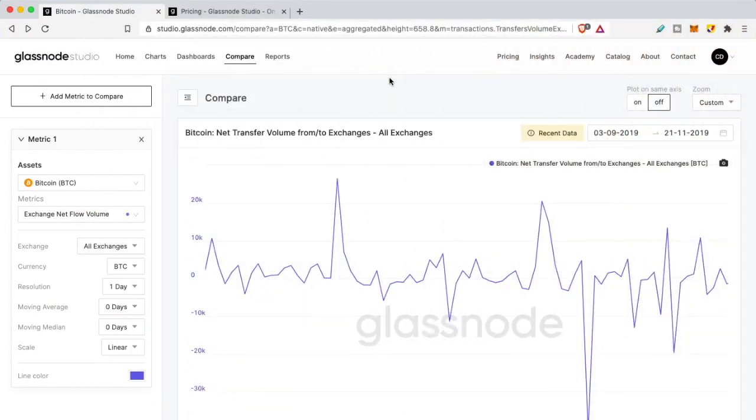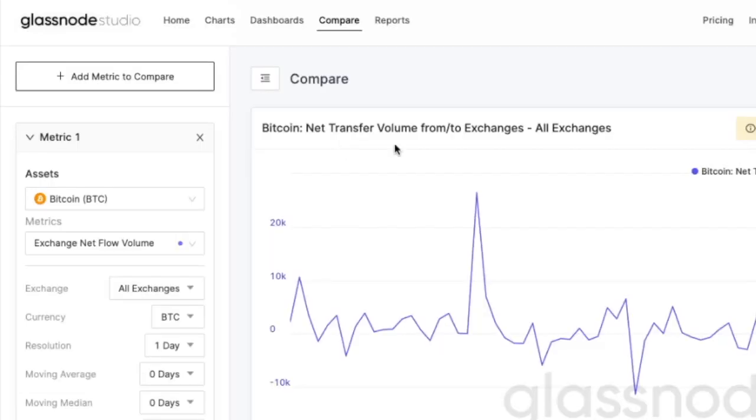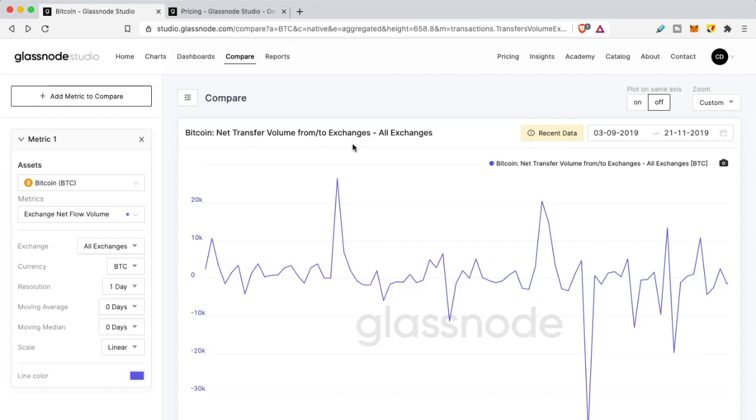To access the chart, we're going to head over to Glassnode Studio. And the chart we want is the Bitcoin net transfer volume from and to exchanges. What this chart shows is each and every day how much Bitcoin is being deposited into exchanges and how much Bitcoin is being withdrawn from the exchanges.